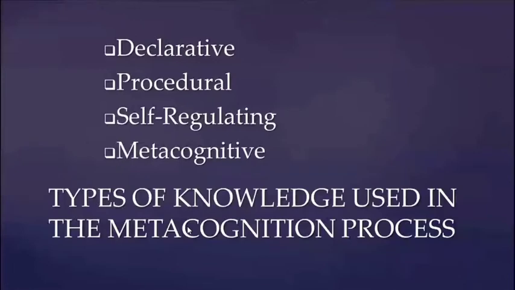We have these different types of knowledge used in the metacognition processes. We have declarative, procedural, self-regulating, and metacognitive knowledge. When we say declarative, it's the knowledge about the self as a learner. Okay, these are factors. The knowledge about the factors that influence learning. It talks about your understanding of your memory, your understanding of your own skills. That's declarative.